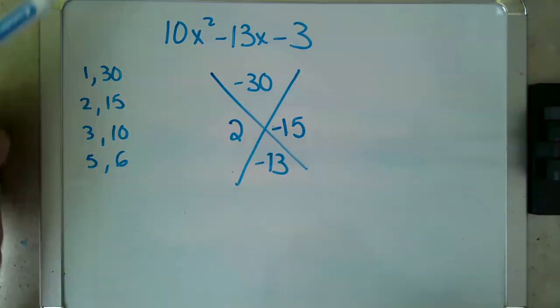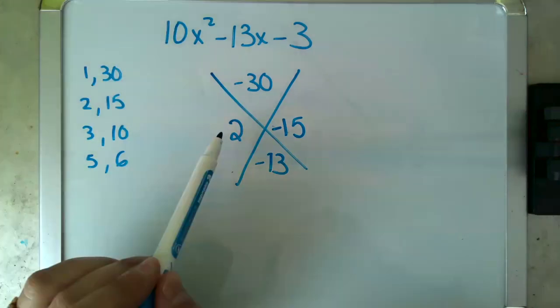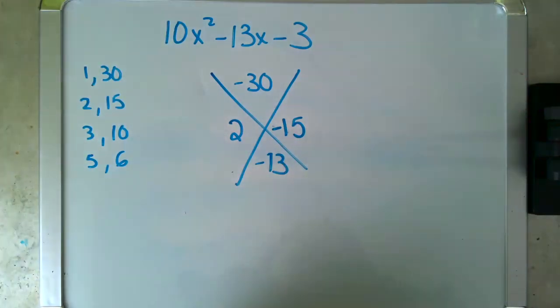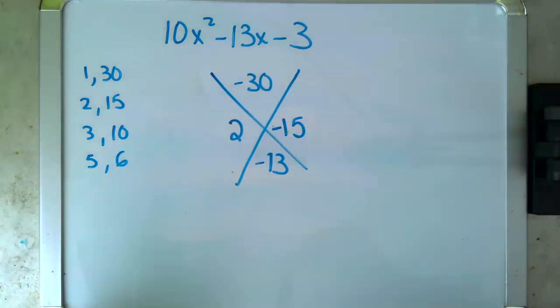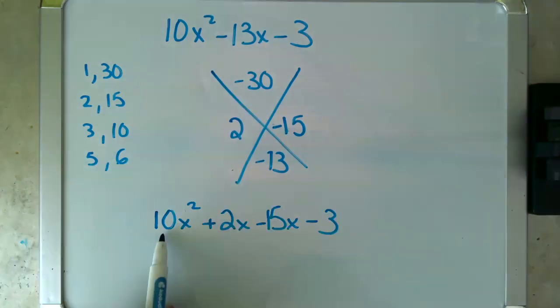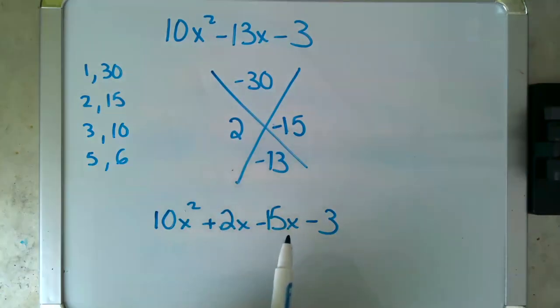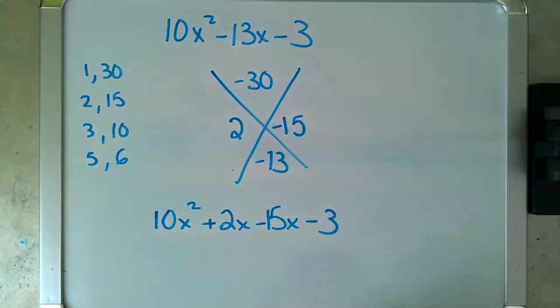Now I remember that because my x squared has a coefficient in this case, these are not what go straight into the parentheses. Instead, these are how I rewrite this negative 13. So it becomes 10x squared plus 2x minus 15x, making my negative 13x, and then minus 3. And now I finish up my factoring by using the technique called grouping. Again, if this is new, go check out this video.